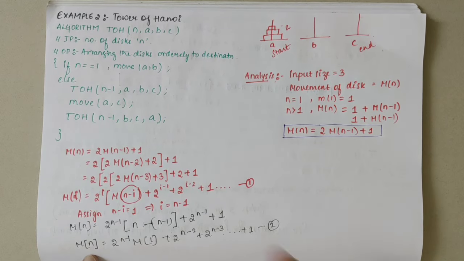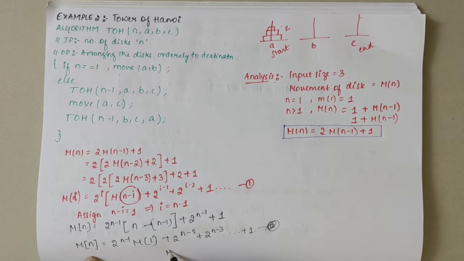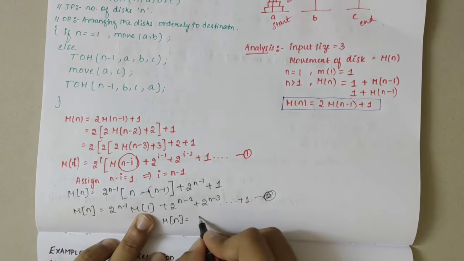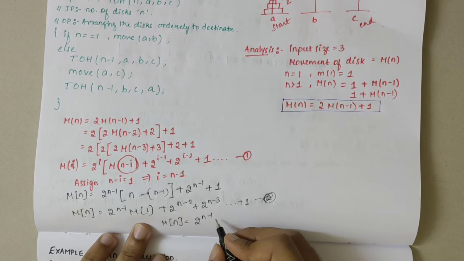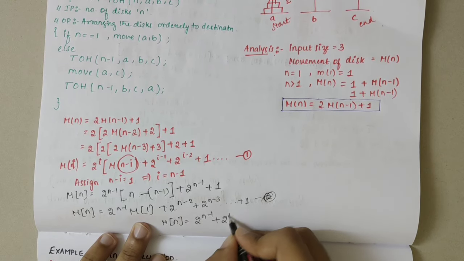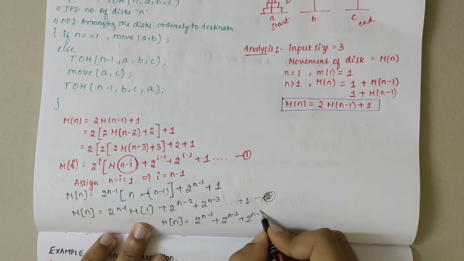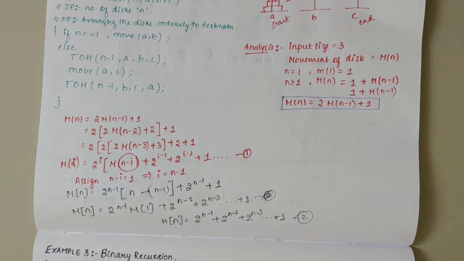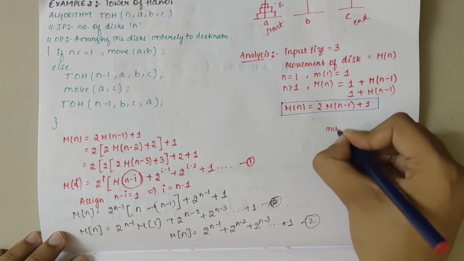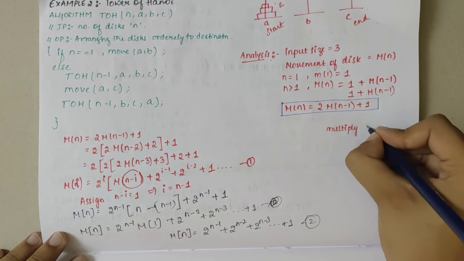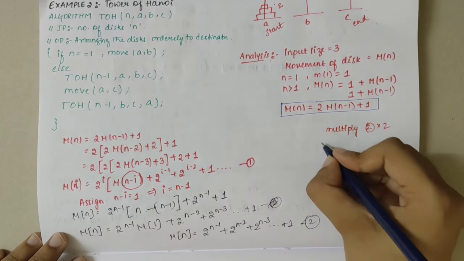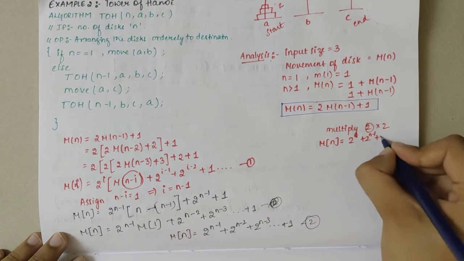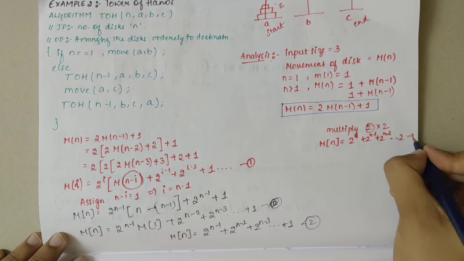So, okay, the second equation I can simplify further, which can be written as M of n is equal to 2 power n minus 1. M of 1 value is 1 only. So plus 2 power n minus 2 plus 2 power n minus 3, so on till plus 1. This is my second equation. So I've got first equation, second equation. So I'll multiply the second equation by 2. Then I'll get the third equation, that is M of n is equal to 2 power n plus 2 power n minus 1 plus 2 power n minus 2, so on till 2. This is my third equation.